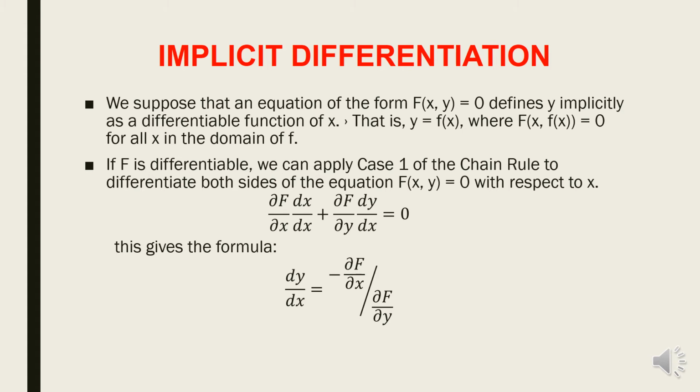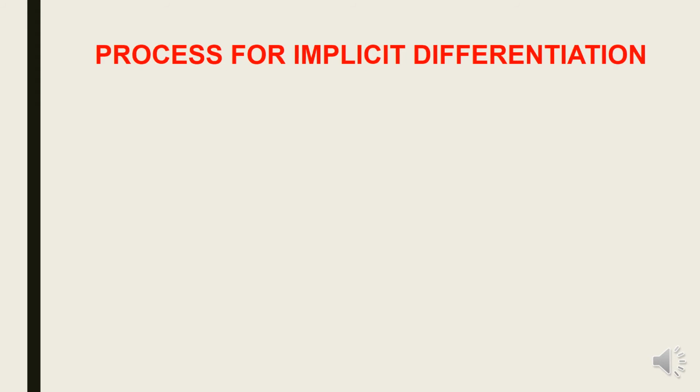Differentiate both sides of the equation f of x, y is equal to 0 with respect to x. Apply the chain rule: dF by dx into dx upon dx plus dF by dy into dy upon dx is equal to 0. This formula gives dy by dx is equal to minus dF by dx upon dF by dy.